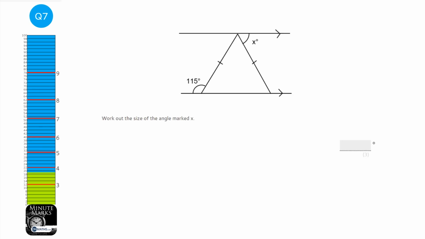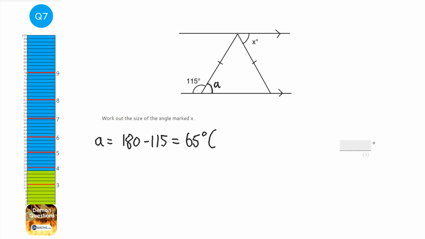This question doesn't ask you to show the reasons for your working out, however most of the questions will, so let's try and make sure we write down some reasons as we go. The first one I'd go for is this one here, which I'm going to call a. Now I know that a is 180 take away 115, so 180 take away 100 is 80, take away 15 is 65 degrees, and the reason is it's angles on a straight line.